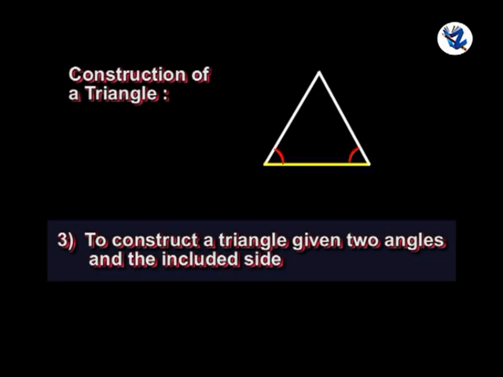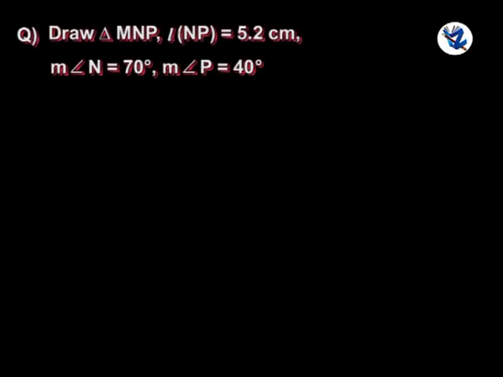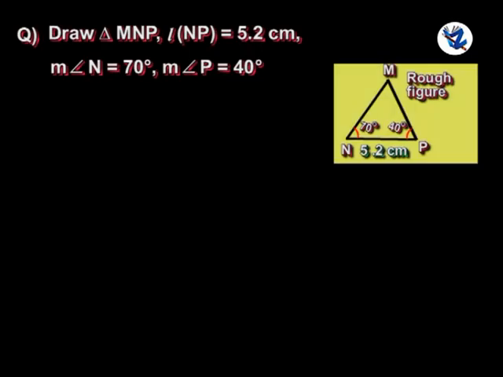Next type. To construct a triangle given two angles and the included side. Construct a triangle MNP where length NP is equal to 5.2 cm, measure of angle N is 70 degrees and measure of angle P is equal to 40 degrees. This is the required rough sketch. Steps.